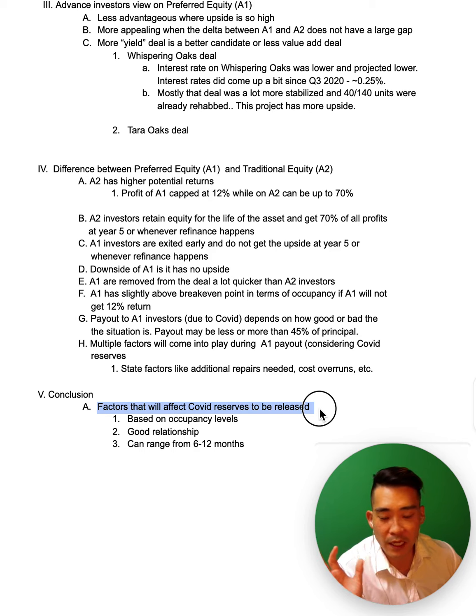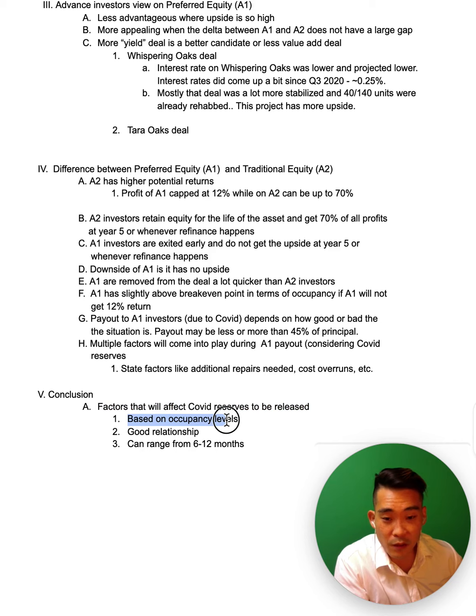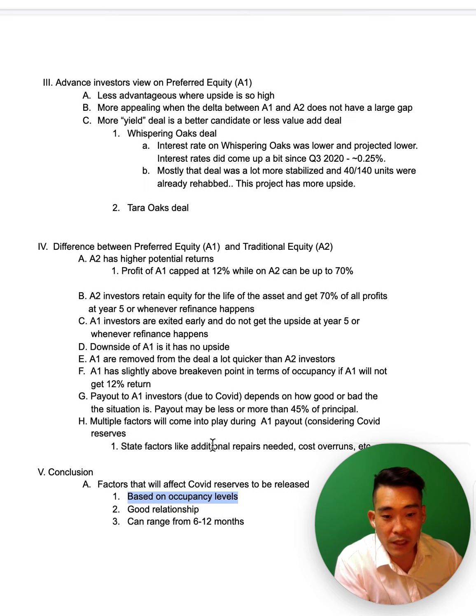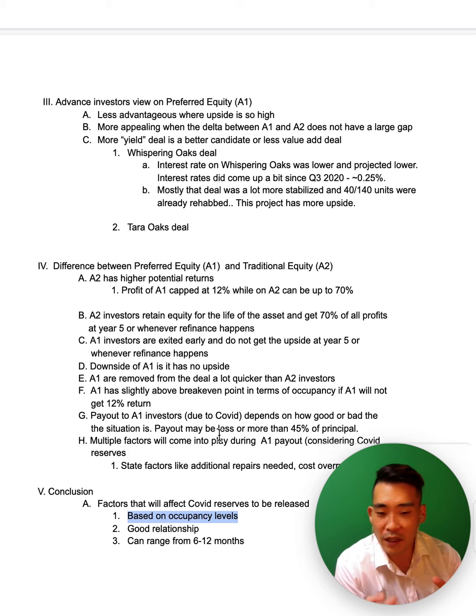And I anticipate after the year 2021, we won't really be talking about these types of things. There'll be something else that pops up, I'm sure. We get these COVID reserves back based on occupancy levels and relationships with the lender, and it could range anywhere from 6 to 12 months. A lot of investors have been asking, when do you think you're going to get a good chunk of the pref equity back, or my investment back? Because I want to kind of time things.